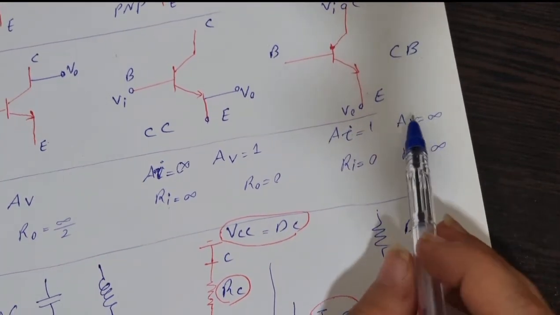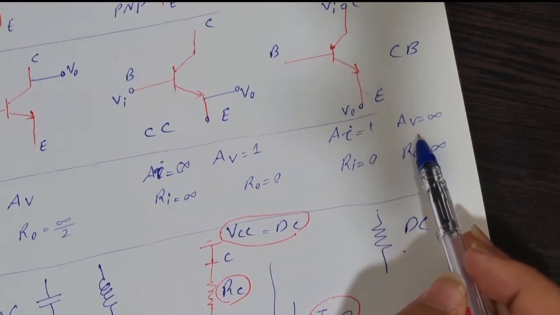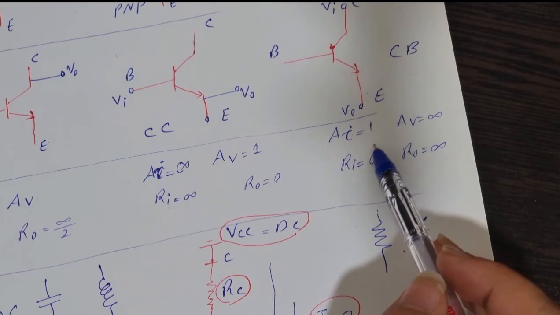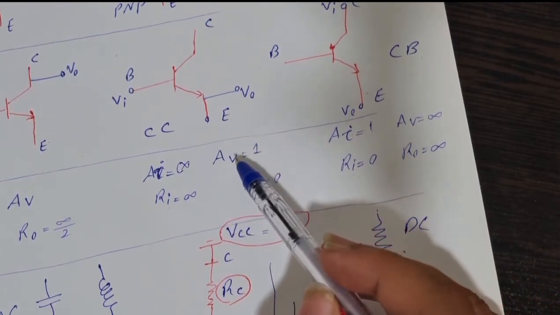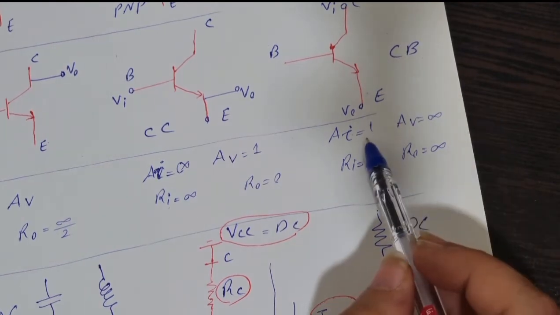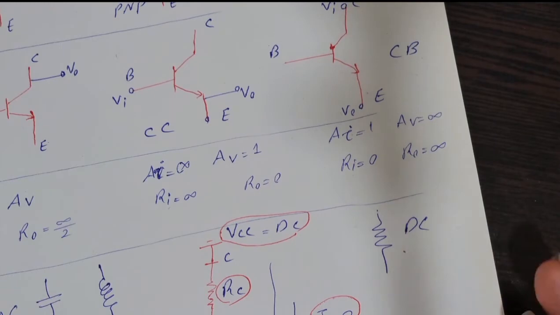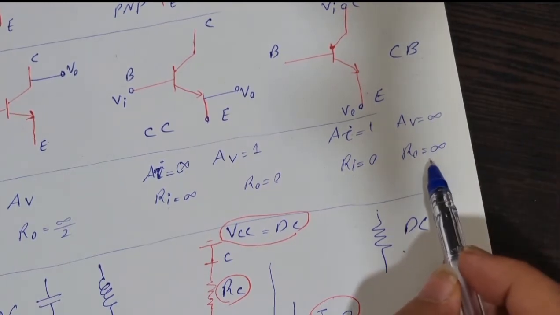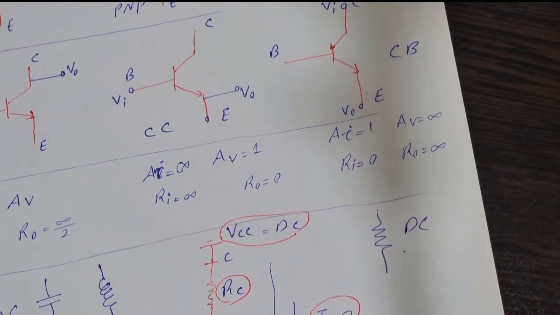And let's get into common base. It has very high voltage gain, but the current gain is equal to 1. And same as the voltage gain of common collector, when I write 1, I don't mean it's exactly 1. It's approximately 1. And the output resistance is very high and input resistance is 0.